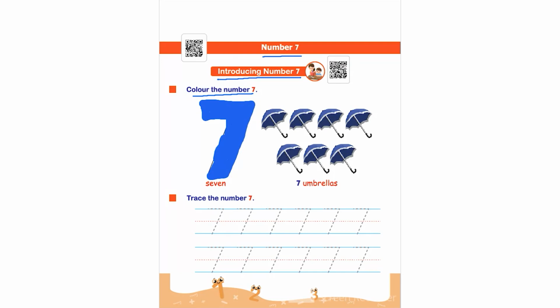After that, please ask them to read this word 7 and then let them look at these 7 umbrellas. Trace the number 7. So here the child has to trace the given number 7 and they have to complete tracing the same for these two rows.